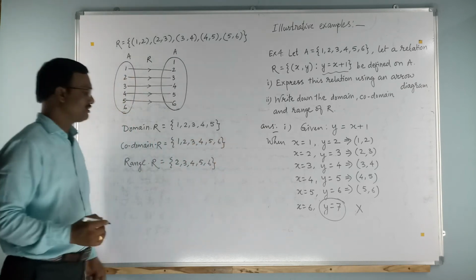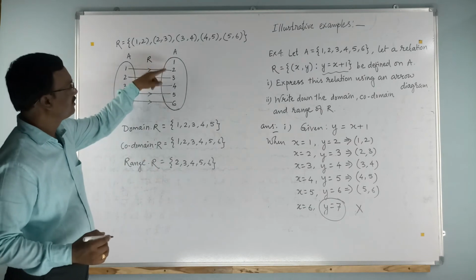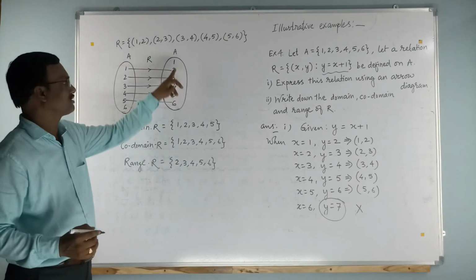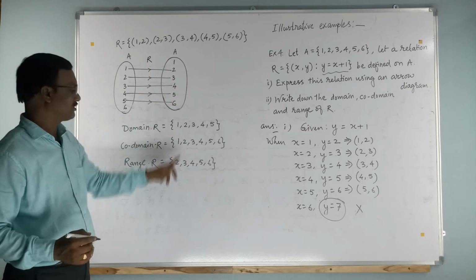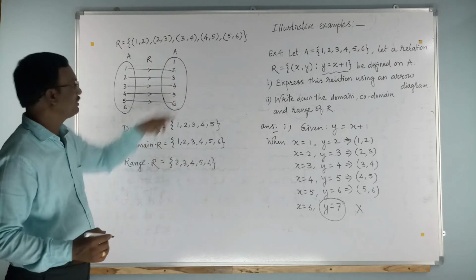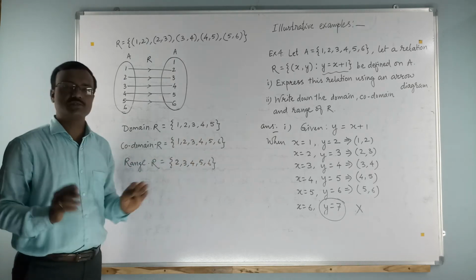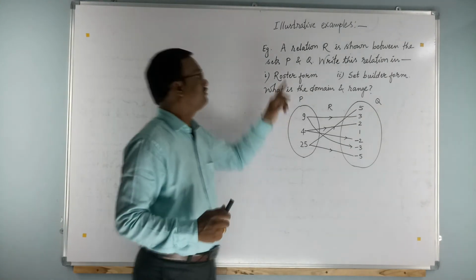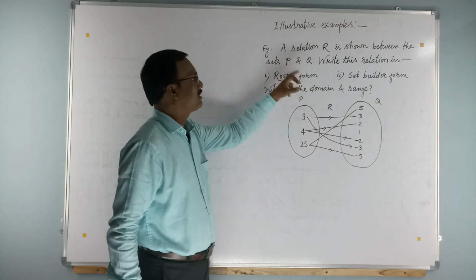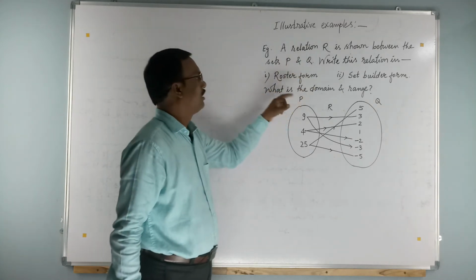You see the difference here. Range means all related elements 2, 3, 4, 5 and 6. But codomain means the complete set 1, 2, 3, 4, 5 and 6. So that's all. In the next question, R is a relation given between P and Q.